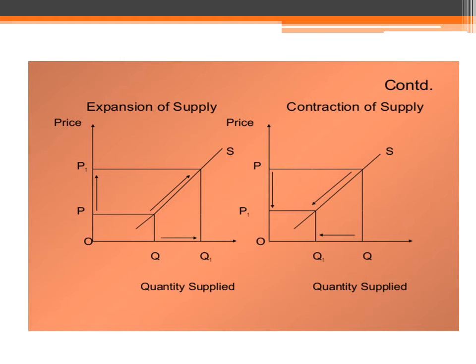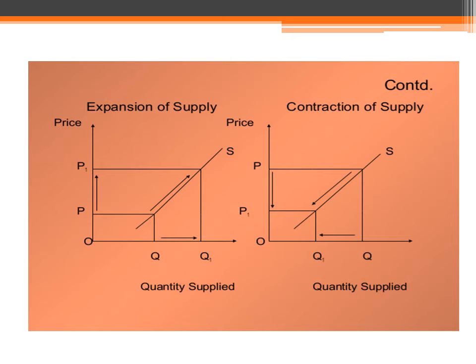So this is the graph of expansion of supply and contraction of supply, where you can see the first graph shows the expansion of supply. In this diagram, when price increases from P to P1, supply also increases from Q to Q1. When price increases, supply also increases. That's called the expansion of supply. So you can see the upward movement along the supply curve.